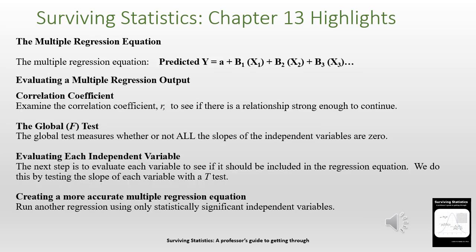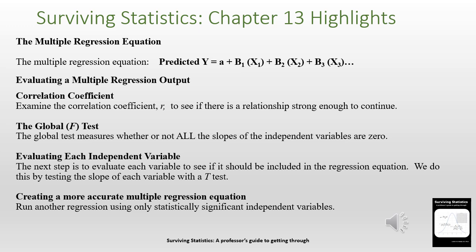We ended this chapter talking about multiple regression. In multiple regression, we throw in every possible independent variable into the mix and run the regression, and then we're going to figure out which ones are and which ones are not significant predictors. So we start, after we've run the regression, by looking at the correlation coefficient, the R, to see whether or not there is a strong enough relationship to continue. If there is, we look at the f-test.